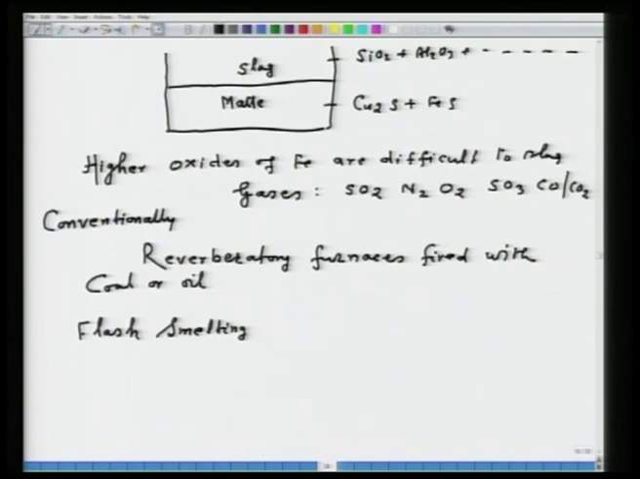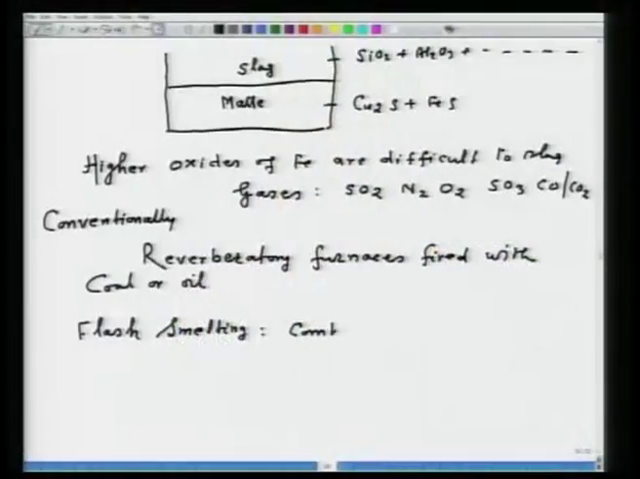Now, the advantage of flash smelting is that it combines roasting and smelting both, whereas in the reverberatory furnace the ore has to be roasted first and then it is transferred to the reverberatory furnace for smelting purposes. Then a new technology came, that is the flash smelting. Now here roasting and smelting both are combined.